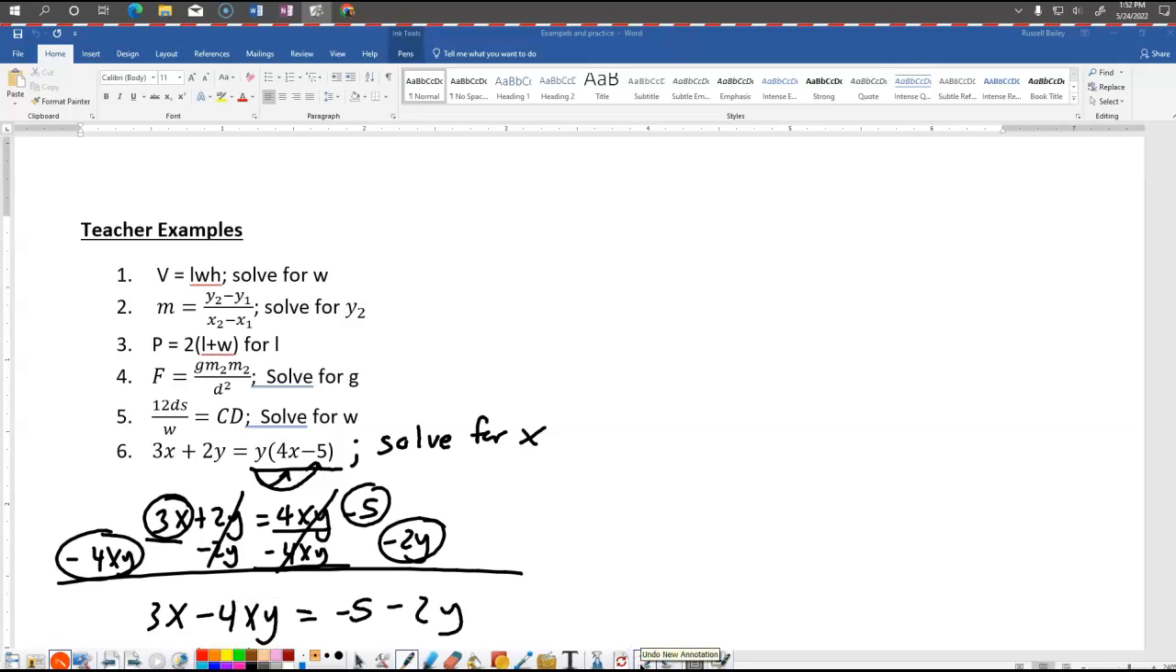I dropped my microphone if you're wondering what that sound was. So if I take an x out of both of these terms, it would look like this.